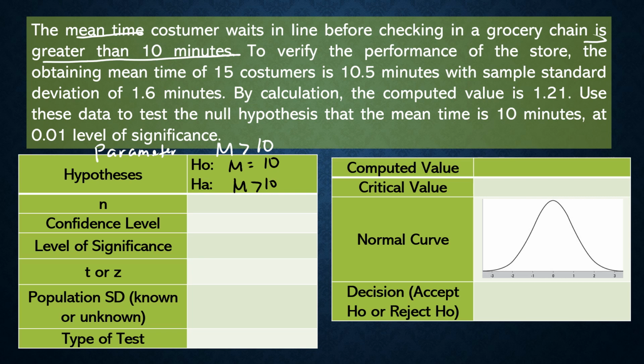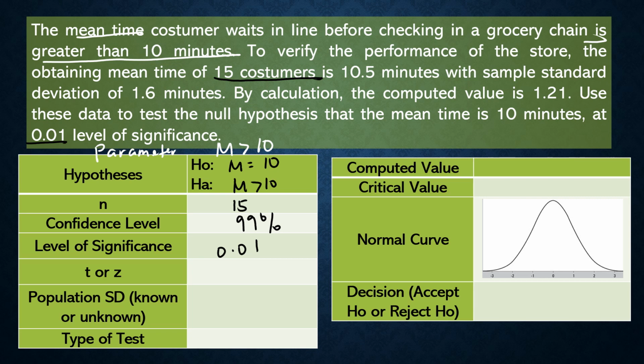For n, we're taking a look at the number of samples. As we can see, we are dealing with 15 customers. So we have 15. For level of significance, we have 0.01. And in order for us to find the confidence level, we will just simply subtract 1% from 100%, and that is 99%.